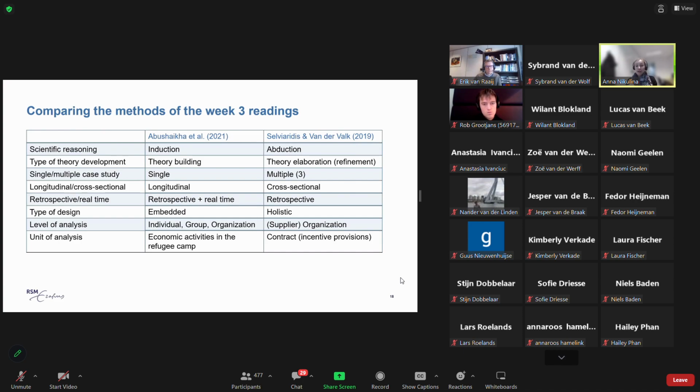And as for the unit of analysis, basically, they do study economic activities in the refugee camp. And based on this, they build theory about the supply networks, because these activities form supply networks. And in the other study, they study contracts, you can say, or incentive provisions. Yeah. One last time, and then we will go for a break.